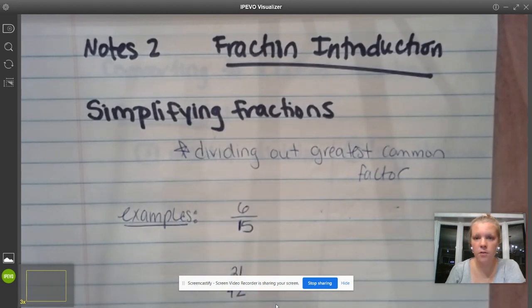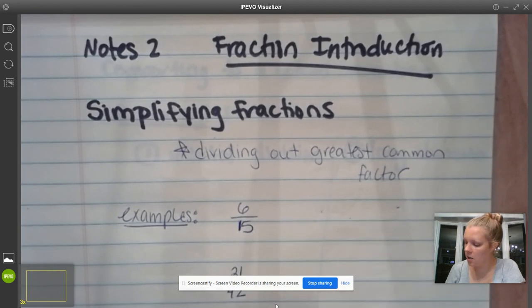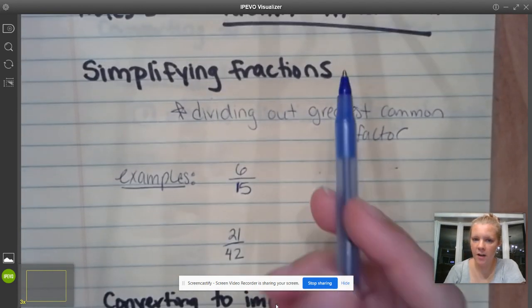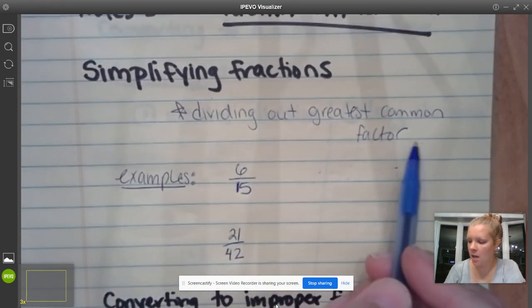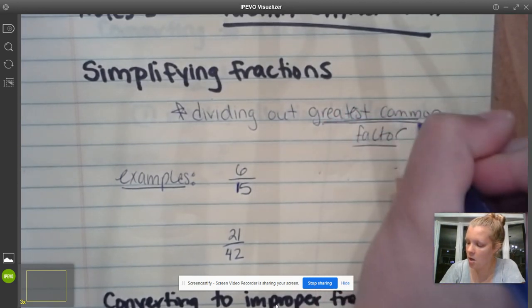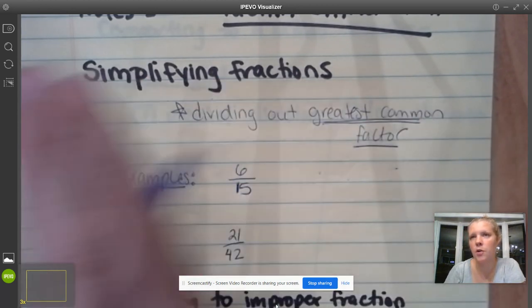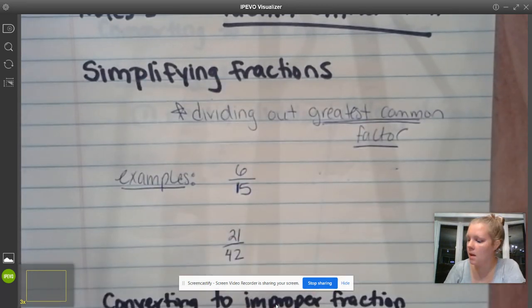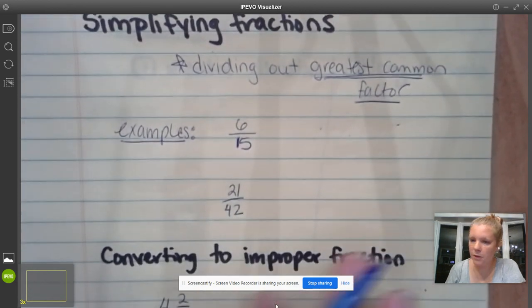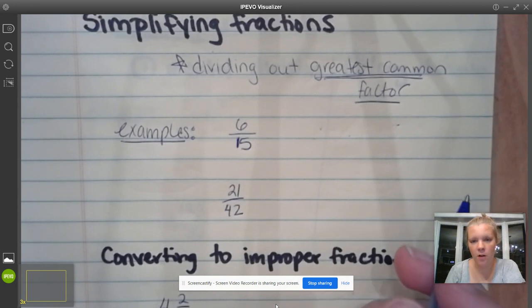So we're going to go through three basic fraction skills. The first is just how to simplify a fraction. To simplify a fraction, you're going to divide out the greatest common factor. It doesn't technically have to be the greatest common factor. You can take out any common factor, but if you take out the greatest common factor, you don't have to divide as many times. But you can just keep on dividing over and over until you have it simplified all the way.